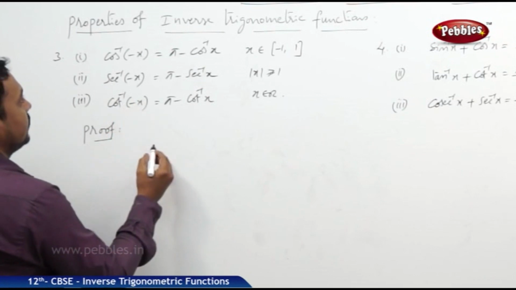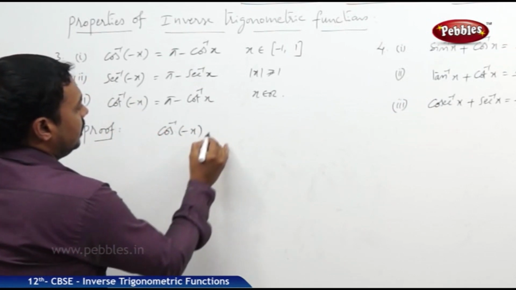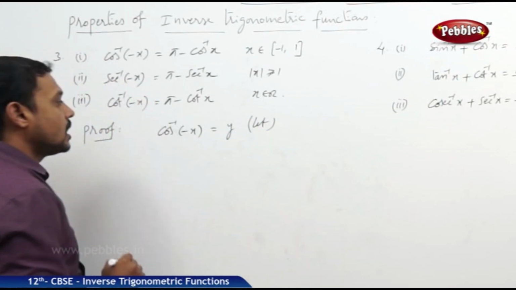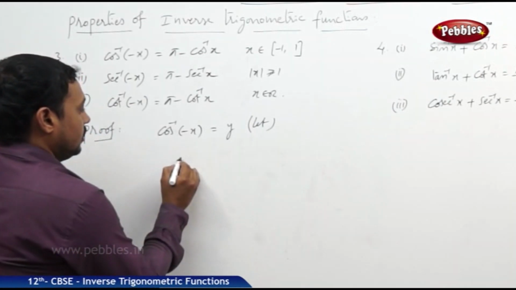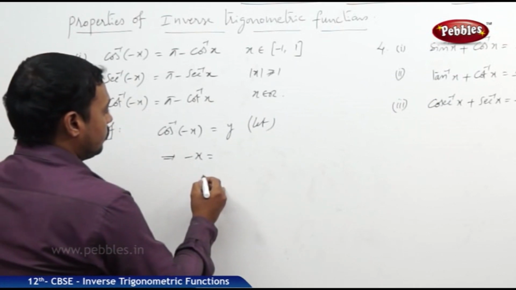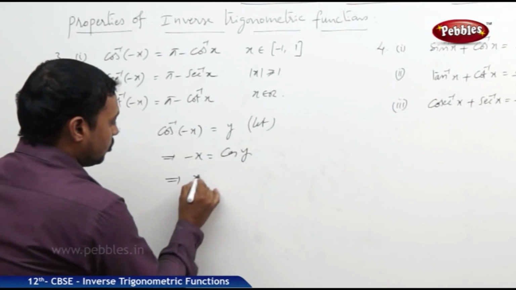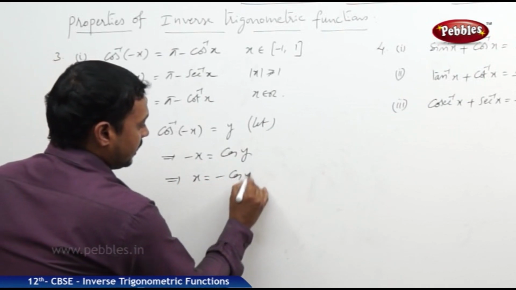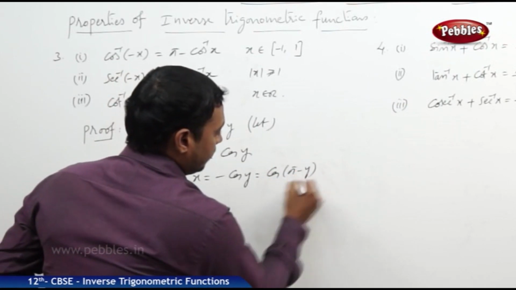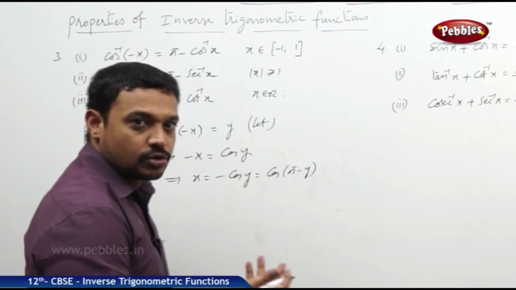Proof. The first one. Consider cos inverse of minus x is equal to some y. So, therefore, minus x is equal to cos y. Now, multiplying by minus on both sides, x is equal to minus cos y. You know, minus cos y is equal to cos of pi minus y. Cos 180 minus theta or cos pi minus theta is equal to minus cos theta.